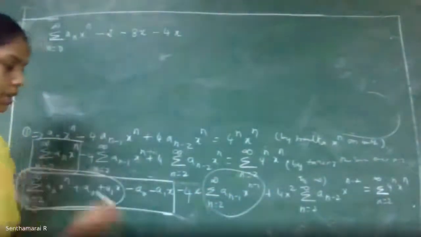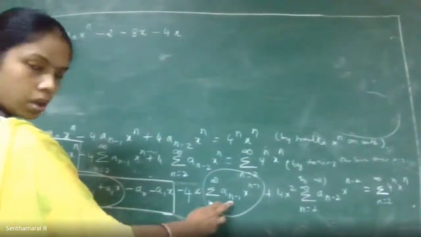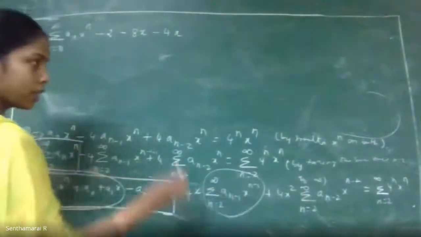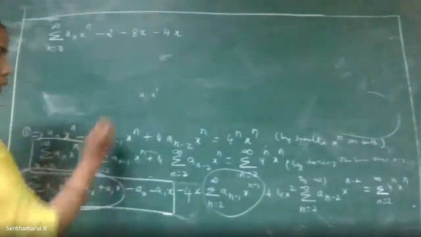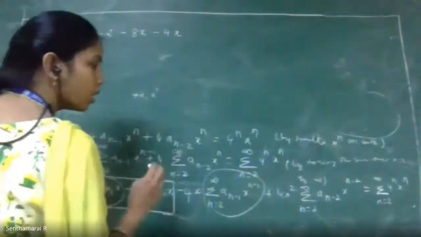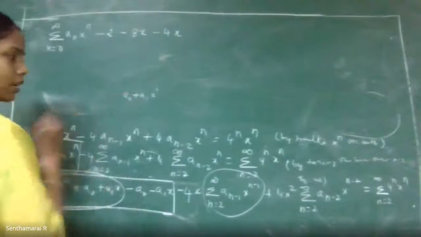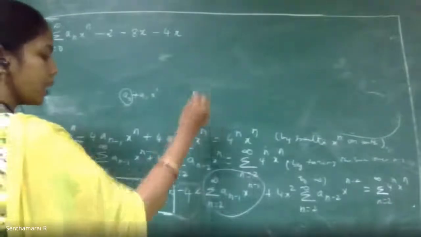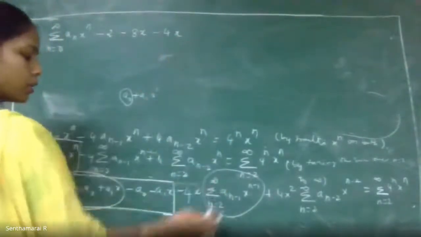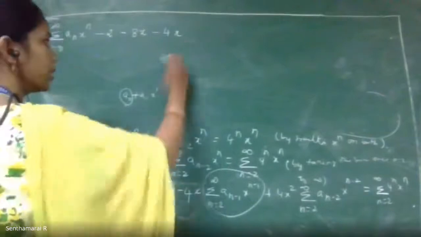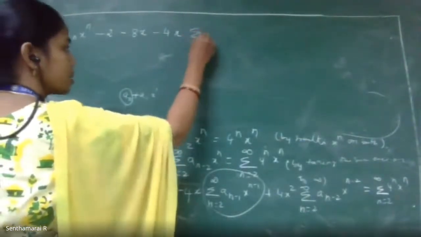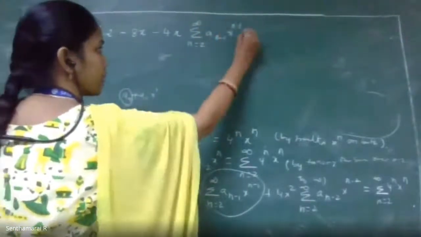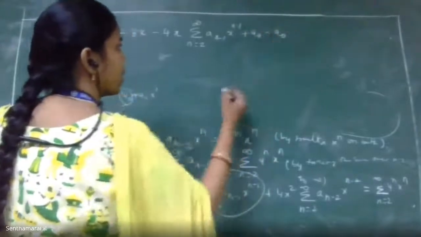How can we change? When you substitute n equal to 2 in the summation, 2 minus 1, a1 x power 1 will come. But the first term we need in g of x should start with a naught. That a naught is only missing in this summation, so I can add and subtract a naught, to write the summation n equal to 0 to infinity. 4x summation n equal to 2 to infinity a n minus 1 x power n minus 1 plus a naught minus a naught.